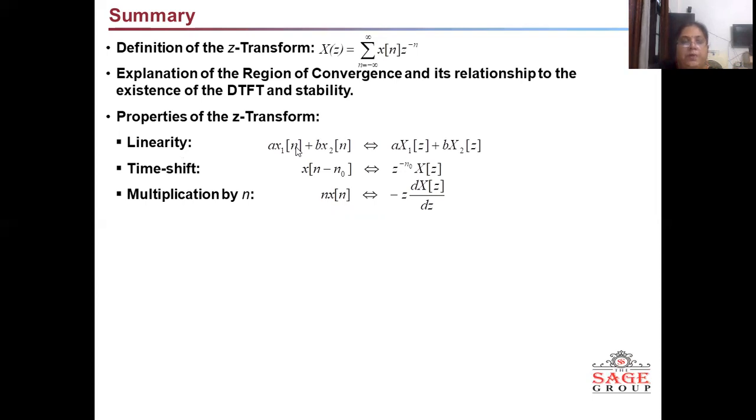Linearity follows the superposition theorem. Time shifting means the signal will be shifted to either the right-hand side or the left-hand side, and its transform will remain the same, only multiplied by a constant term. And if we multiply a signal in the time domain by n, then it will result in differentiation in the z domain. That's all.